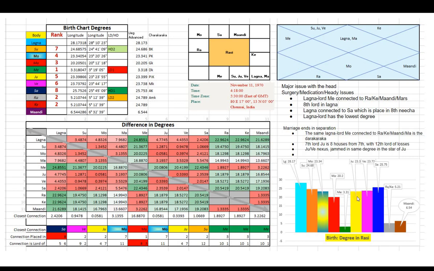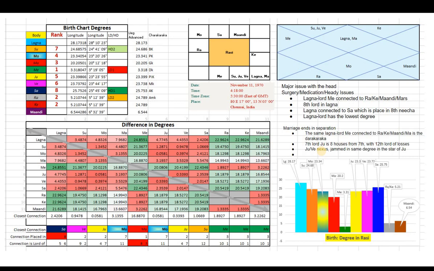If you see Jupiter, Venus, they are very, very close. They are 23.3 and 23.73. So Jupiter, Venus nexus jammed. The 7th lord jammed with Venus. Venus should be a good planet, but normally Jupiter and Venus are deadly enemies, and Jupiter loses being in the house of Venus. And I think Venus is placed in Vishaka Nakshatra, where Venus is very uncomfortable with Jupiter.